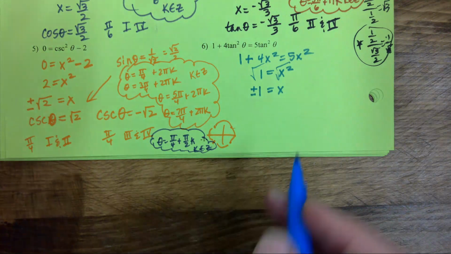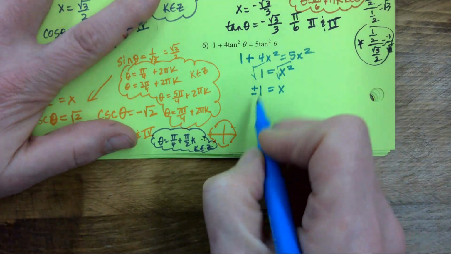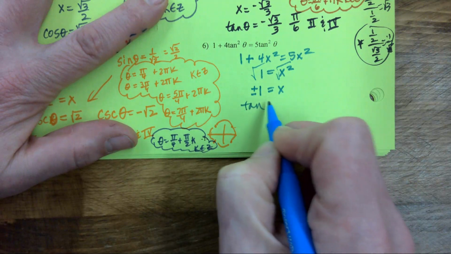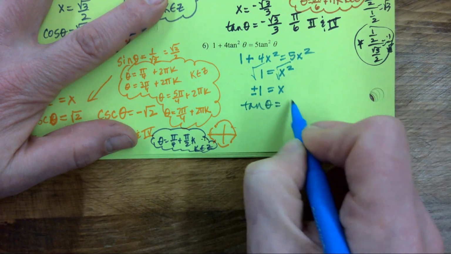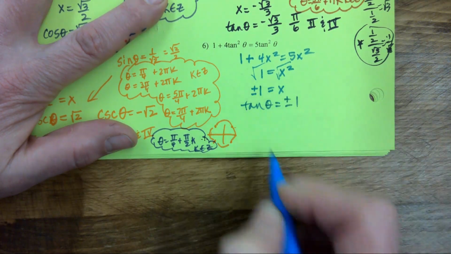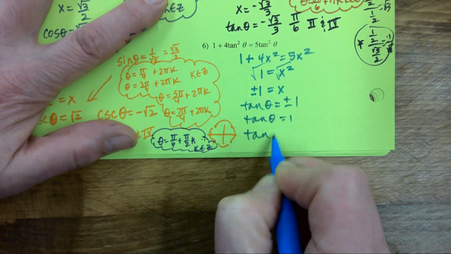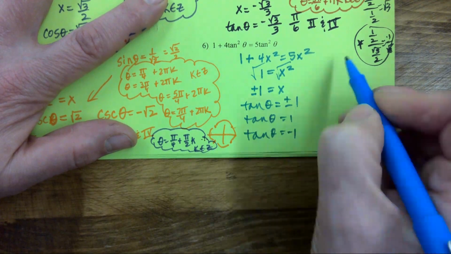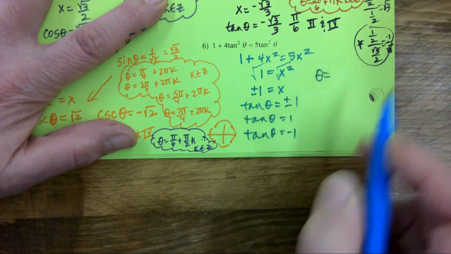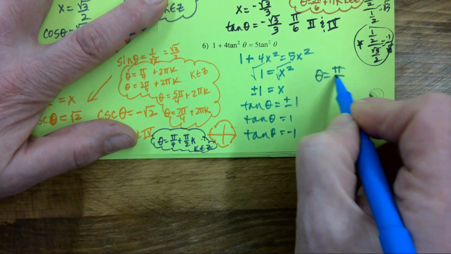Again, I'm not solving for x, I'm solving for the tangent. And when is the tangent positive or negative 1? Or when is the tangent 1? When is the tangent negative 1? And I get, again, the pi over 4 family.